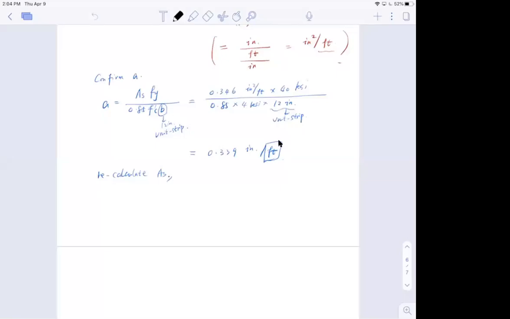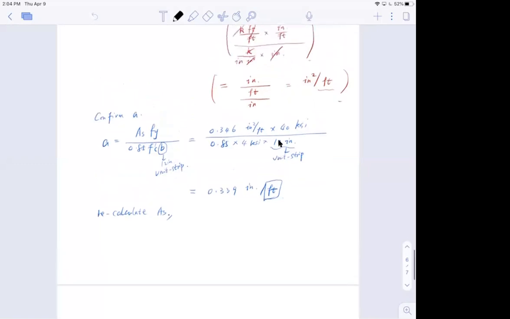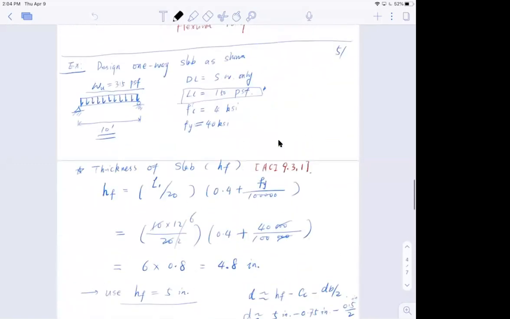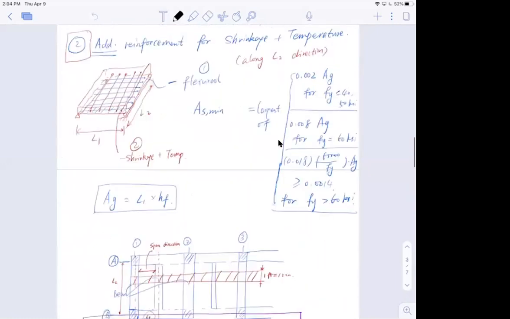All right, so we're going to take a quick review of what we have done from last lecture. On Wednesday, we talked about how we do one-way slab. This is the notes we collected.